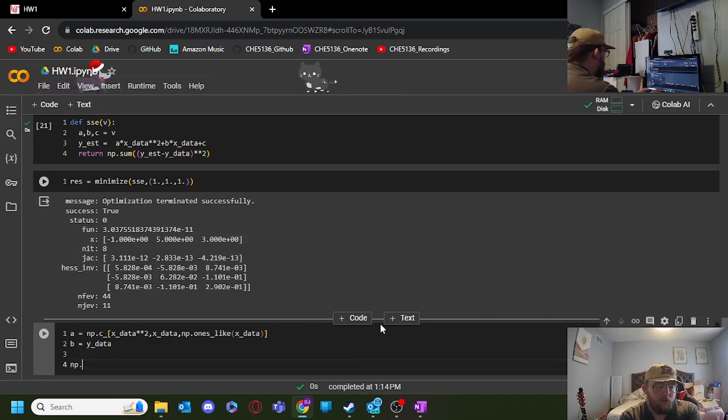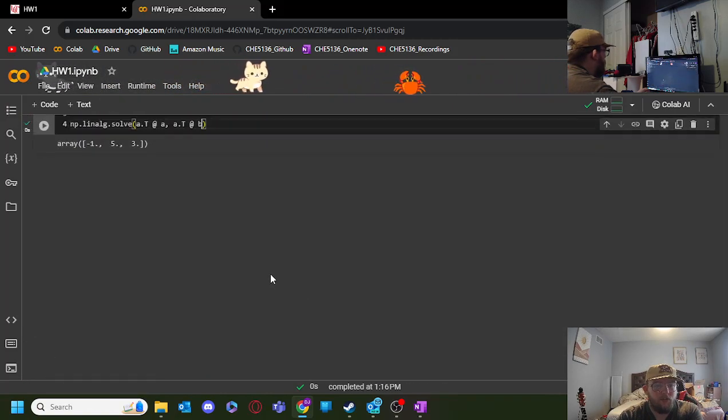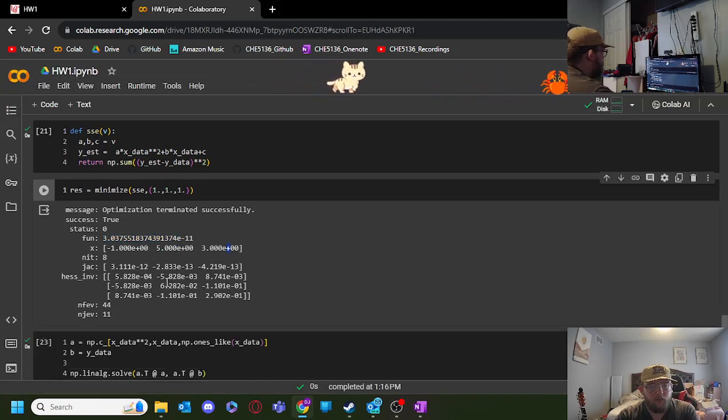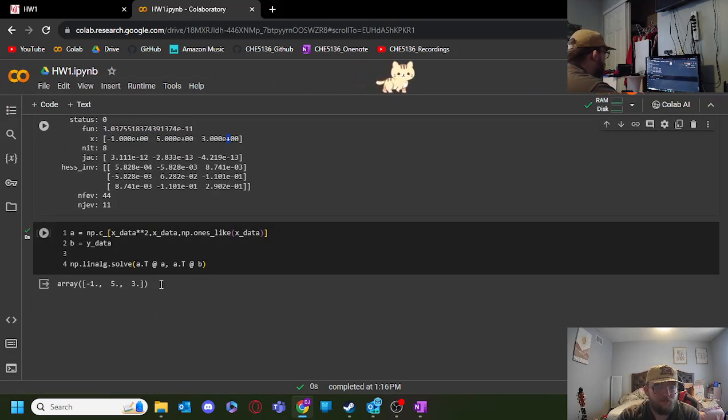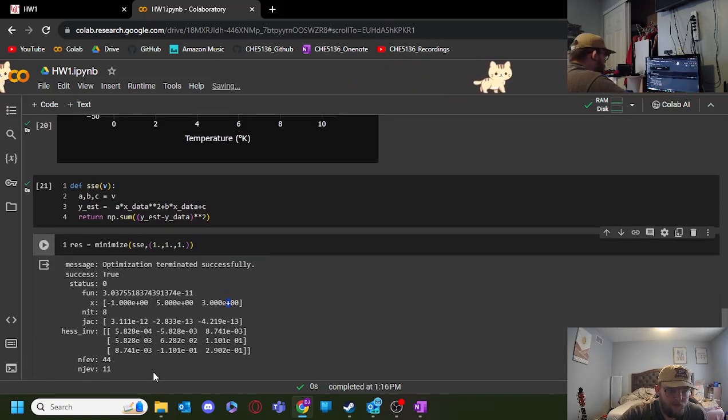So now if I do alg.solve of a.transpose a, a.transpose b, what do we get? -1, 5, 3. -1, 5, 3. So as you can see, both of them give the same answer.